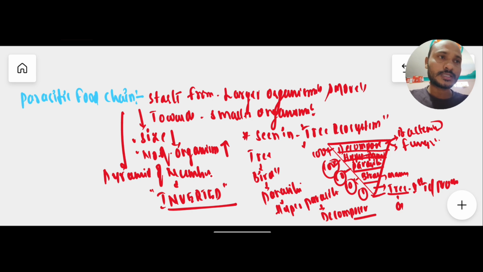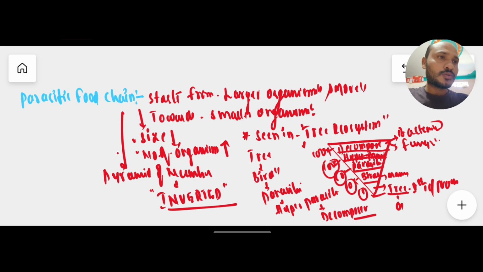So this parasitic food chain and the predator food chain are both classified under the grazing food chain, and these two classifications are made exclusively on the size and number of organisms. So remember, in the predator food chain the size will increase and the number will decrease, but in the parasitic food chain the size will decrease and the number will increase. So that is the major difference. Okay, right. So with this we complete the grazing food chain.